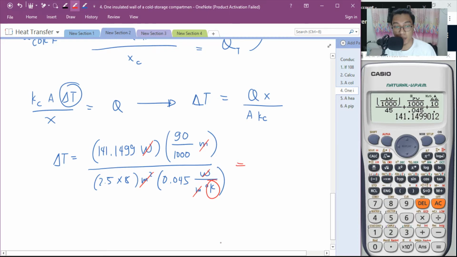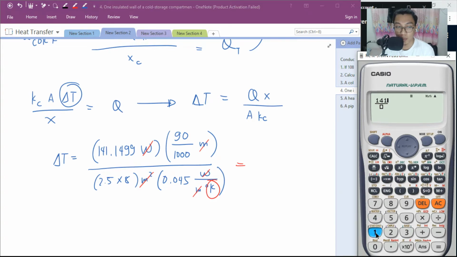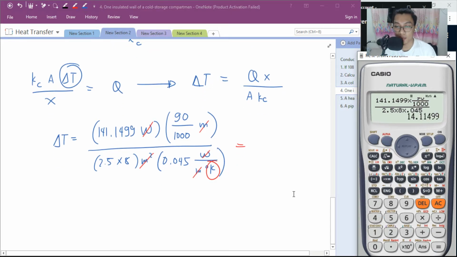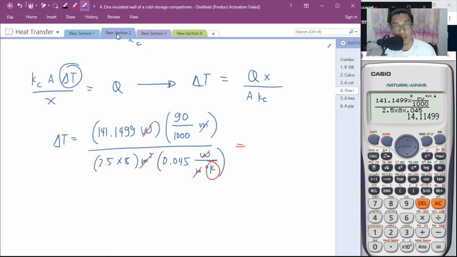So, the value now for the temperature drop on the cork is 141.1499 times 90 over 1,000, tapos 2.5 times 8 times 0.045. The answer will be 14. Yan, 14 yung naging drop. Check natin: 14.11499 degree Celsius or degree Kelvin.